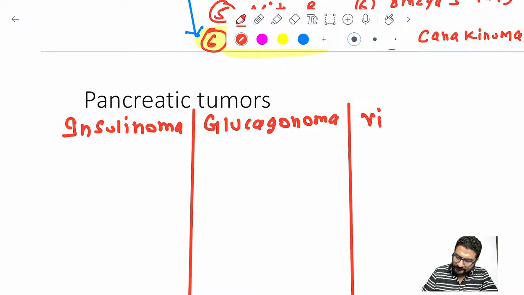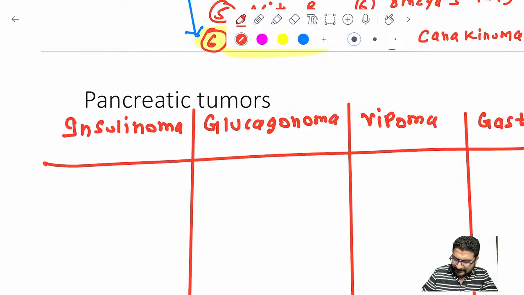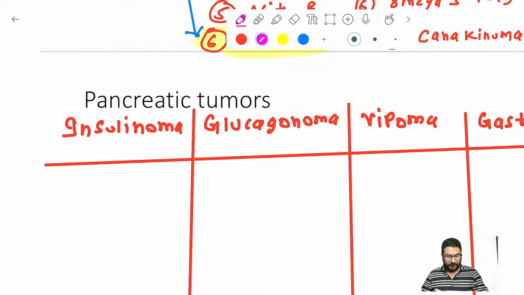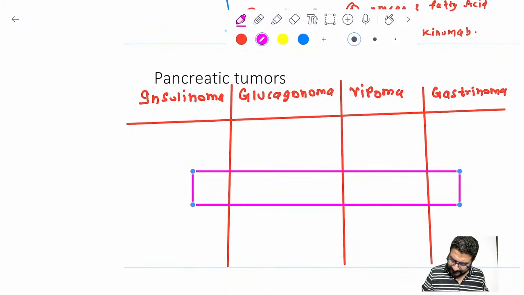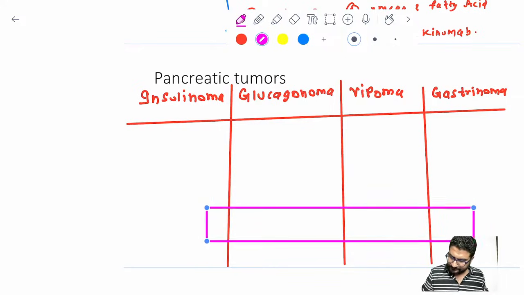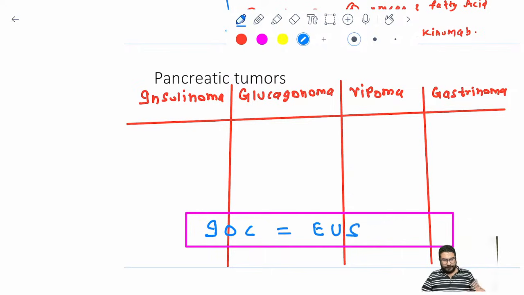Then we have VIPoma, and the fourth important one will be gastrinoma. Understand this thing. In the exam, the first thing they ask is the investigation of choice. In all these tumors, the investigation of choice is the same. That is EUS, endoscopic ultrasound.